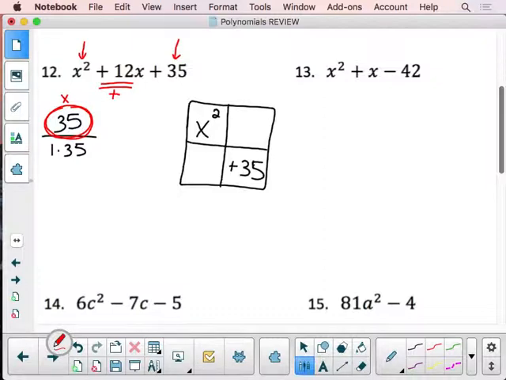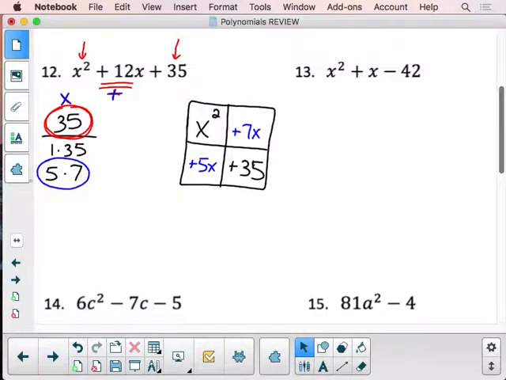And I'm going to tell you right now, 1 and 35 aren't going to cut it. You start thinking of other number pairs that multiply to give me 35, and 5 and 7 come to mind. And the cool thing about 5 and 7 is they multiply to give me 35, bonus, and they add up to 12. So that 5x and that 7x will go in our box.